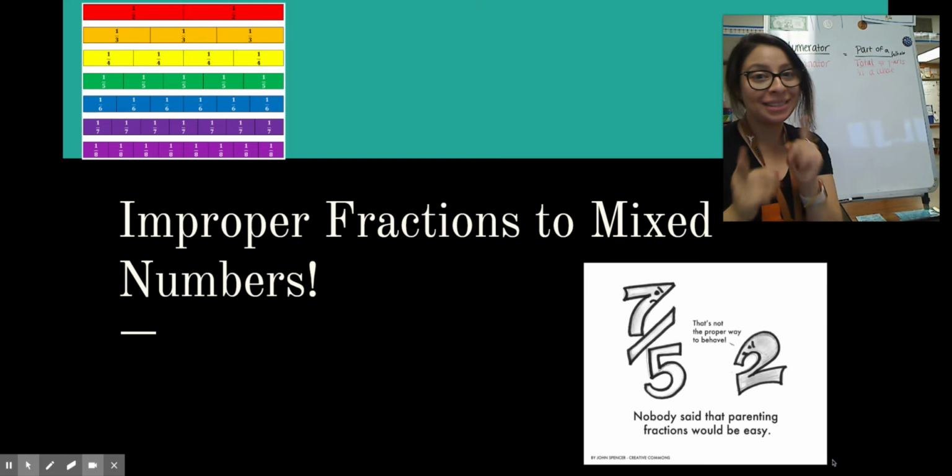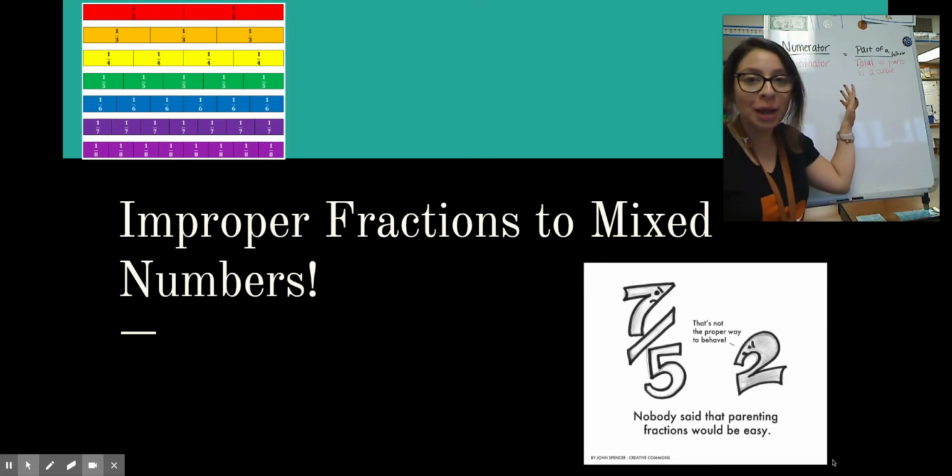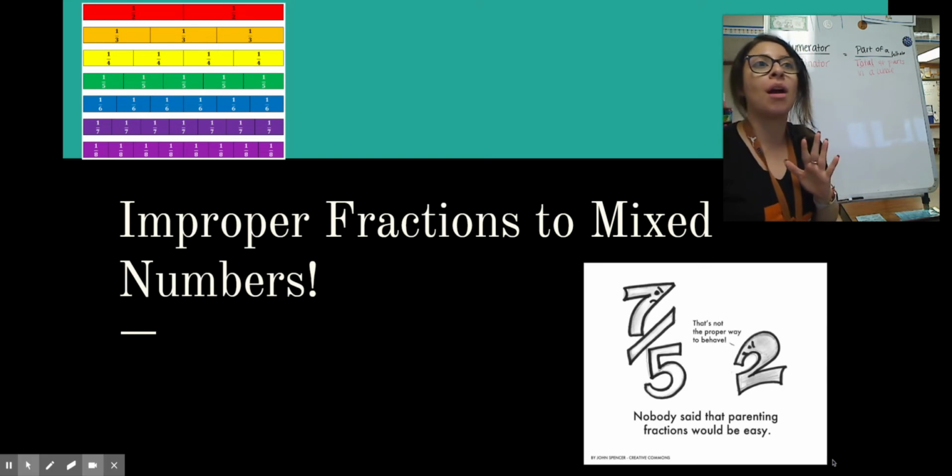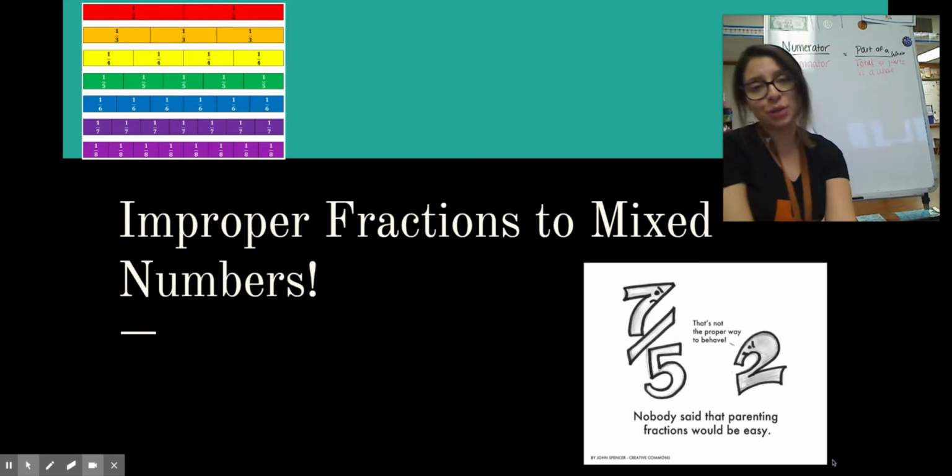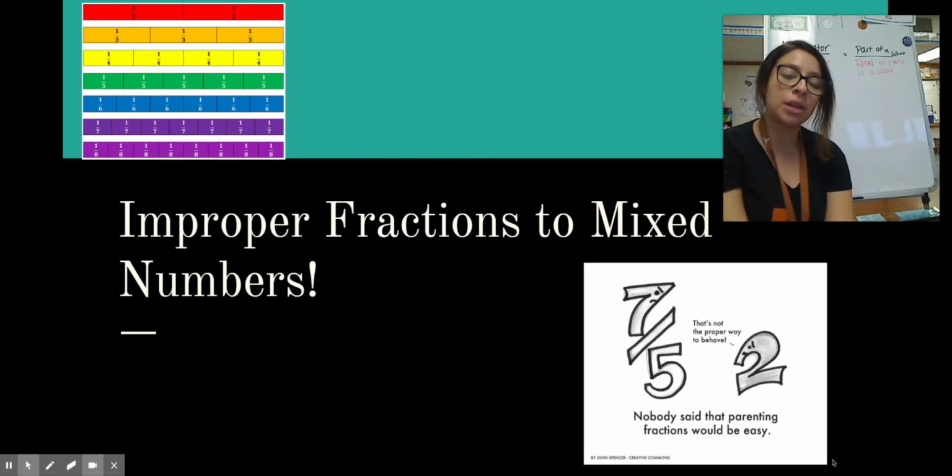Today we're talking about improper fractions to mixed numbers. So we're still talking about fractions, still talking about numerators, denominators. Where do we even see improper fractions? What in the world are they? And what are mixed numbers? So go ahead and stay with me if you need a refresher.